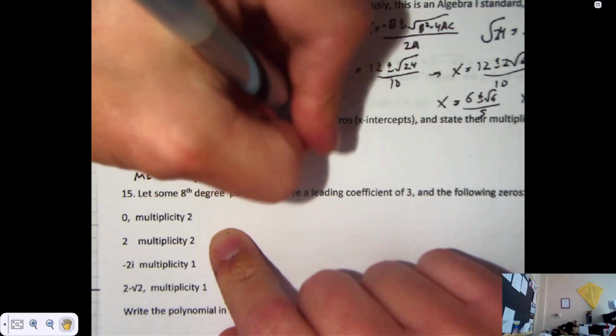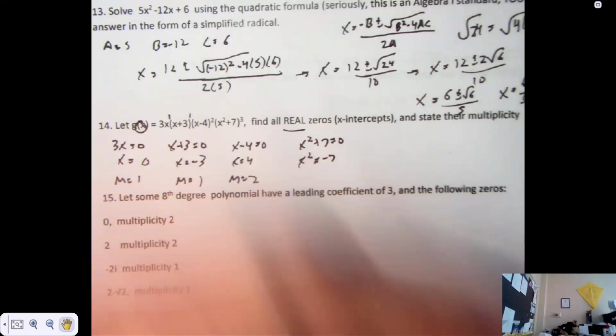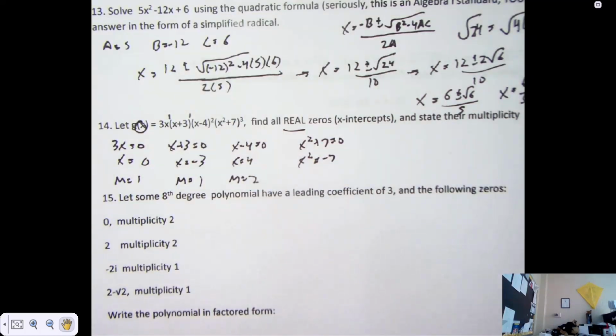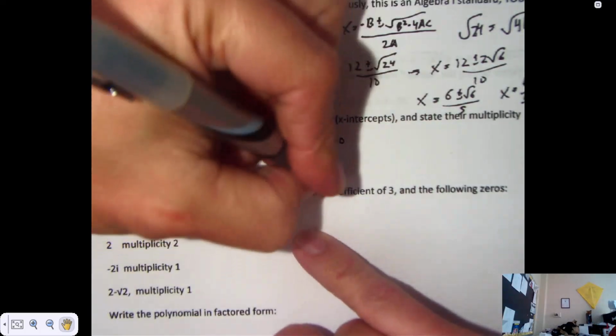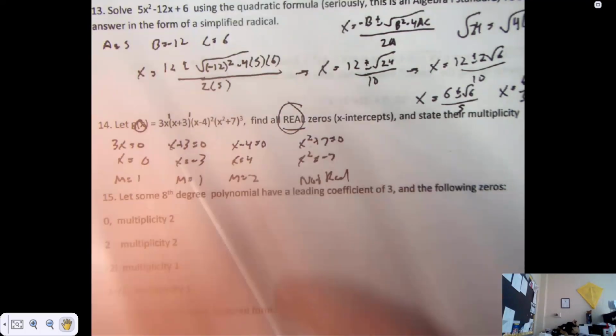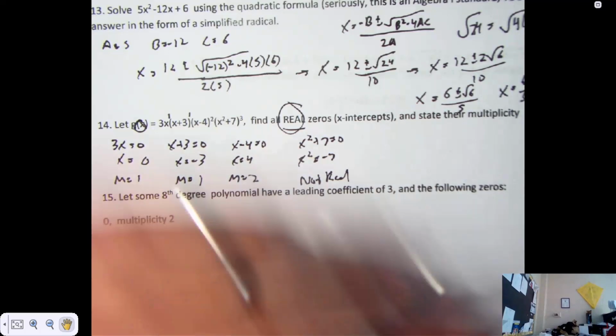The last one is x squared plus 7 equals 0. Subtract 7, and you should stop. If you know anything about math and you read the question, you stop. Why? It's not real. It is not real. I'm only asking for real zeros. And I'll stop there, and I'll get the rest of this done in the other class.